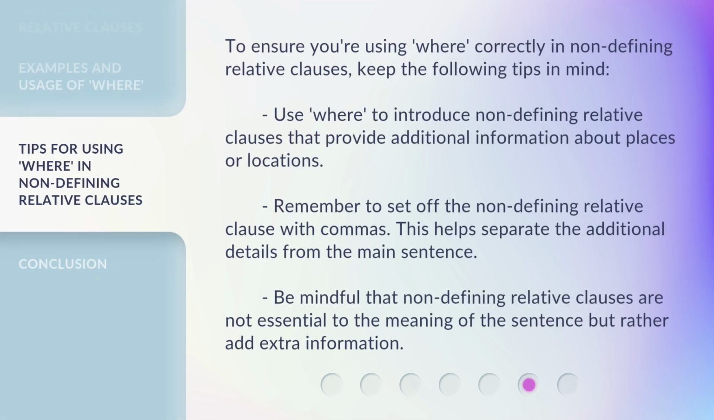To ensure you're using where correctly in non-defining relative clauses, keep the following tips in mind. Use where to introduce non-defining relative clauses that provide additional information about places or locations. Remember to set off the non-defining relative clause with commas. This helps separate the additional details from the main sentence. Be mindful that non-defining relative clauses are not essential to the meaning of the sentence but rather add extra information.